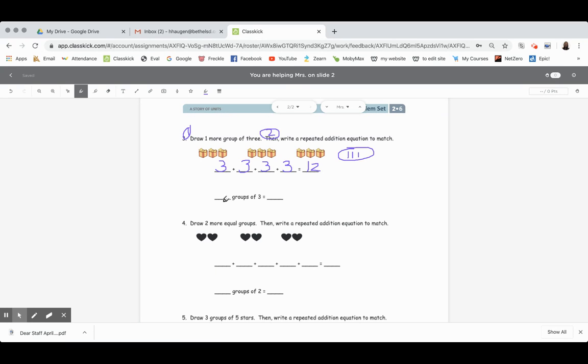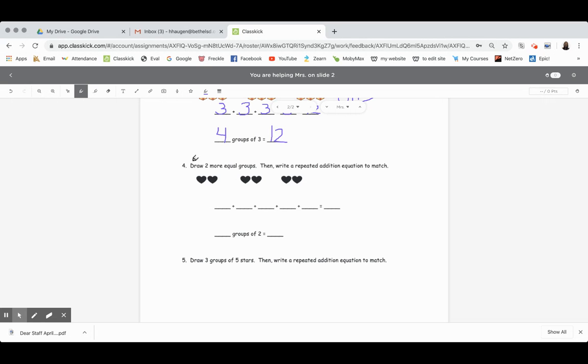So now they left an extra blank here. Blank groups of 3. Well, when I look here, I see I have 4 groups of 3, 1 that I drew and 3 that they drew. And that equals a total of 12 presents.